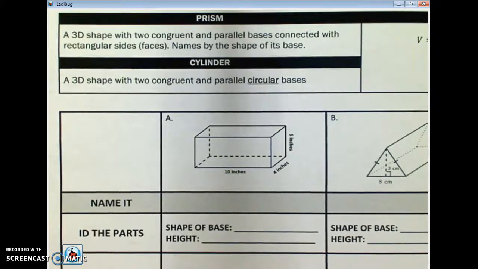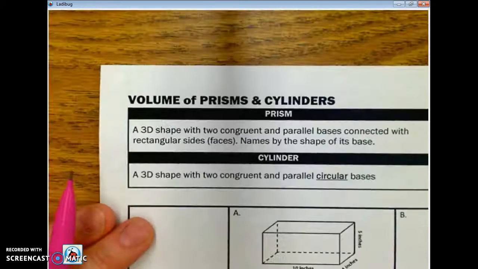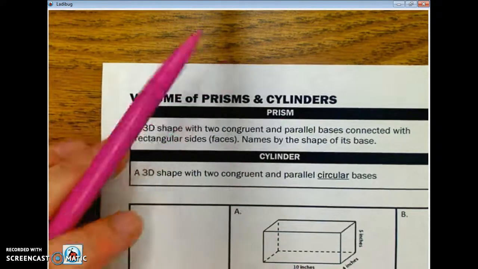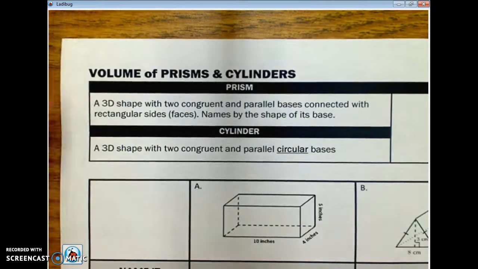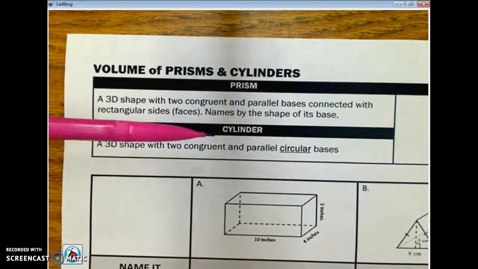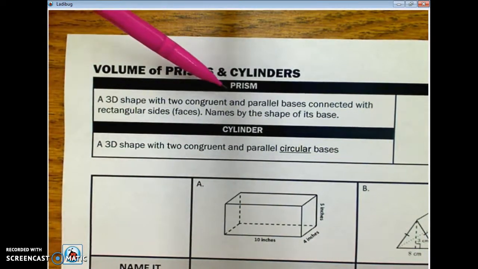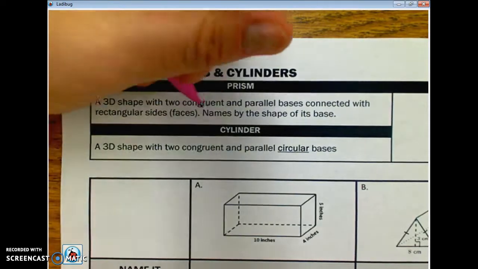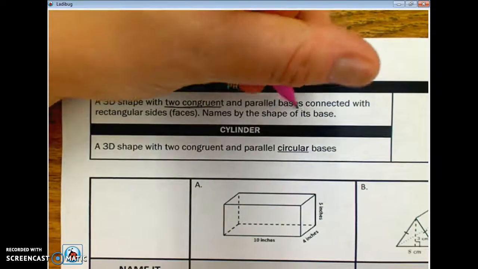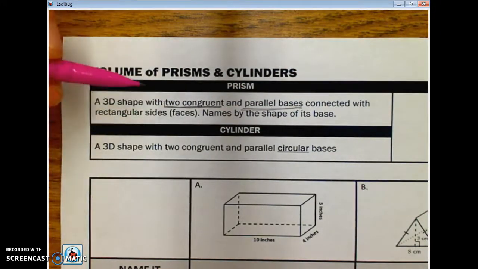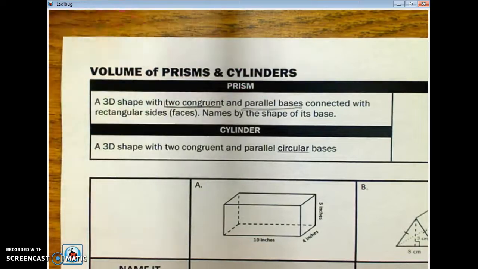Hey guys, in this video we're going to be talking about volume of prisms and cylinders. We've already discussed in class the difference between a prism and cylinder, and also pyramids and cones. So just a reminder about what makes a prism: we've got a 3D shape with two congruent and parallel bases. That's important. That's how you're going to identify the name of the shape, by those two congruent parallel bases.